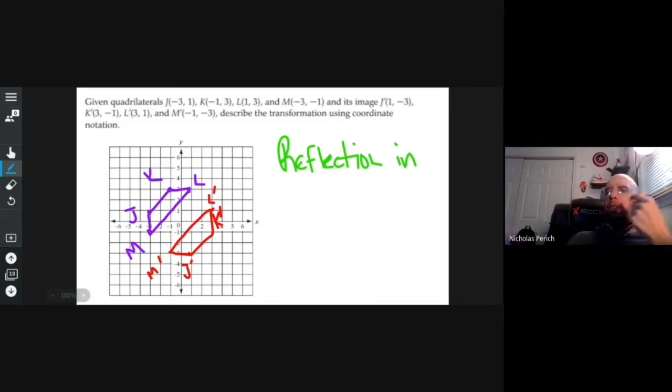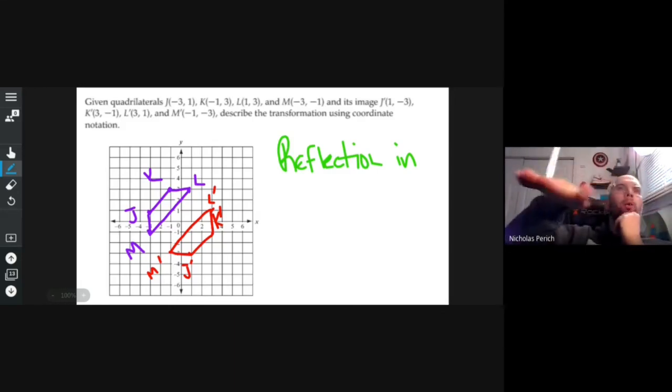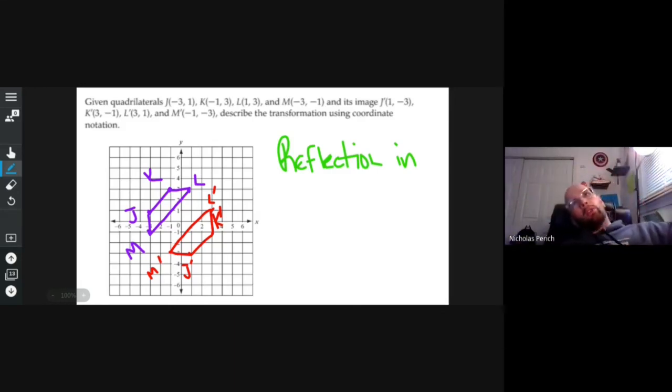It's going to be a line. So far, the only ones we've done are the y-axis, the x-axis, y equals a number, and x equals a number. And remember, x equals a number looks like this. Y equals a number looks like this. Y equals x is a perfect diagonal, or y equals negative x is the reverse diagonal. Which is my line? Reflection in the what?